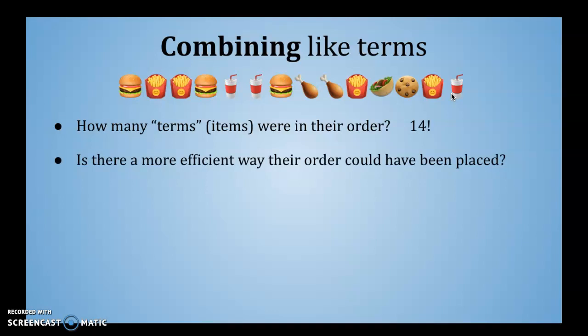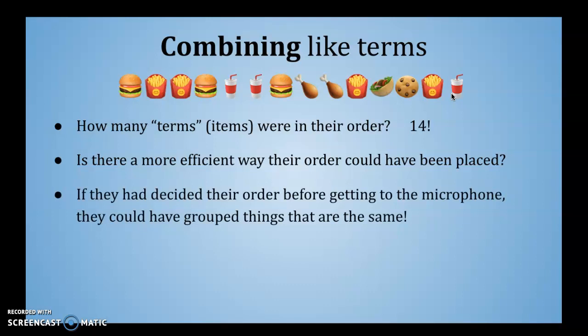So is there a more efficient way that they could have placed their order? Is there a quote unquote better way that they could have said it so that things weren't all over the place? This way might have confused the cashier a little bit, going from one page of options to type in the burger to another one for fries and then back to the burger, then drinks and then back to the burgers. It probably took a lot more effort than it needed to.